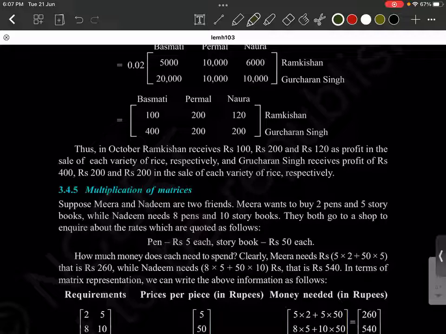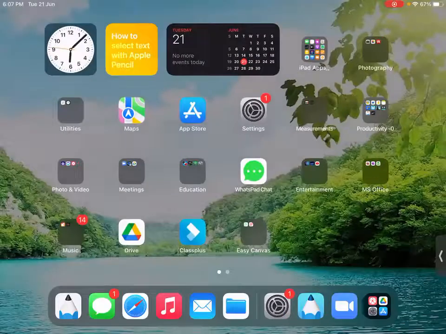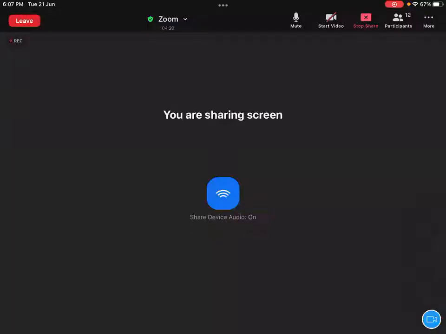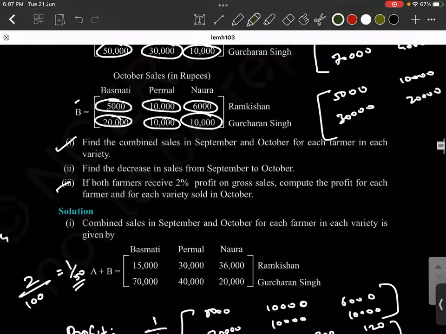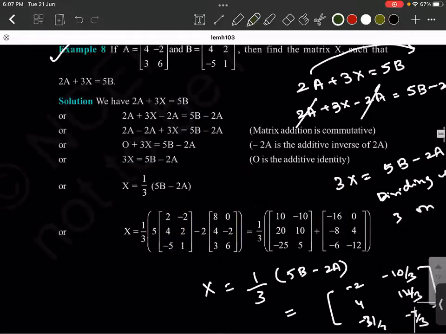Sir, the additive identity is a zero matrix or zero, sir? Zero matrix. Good.